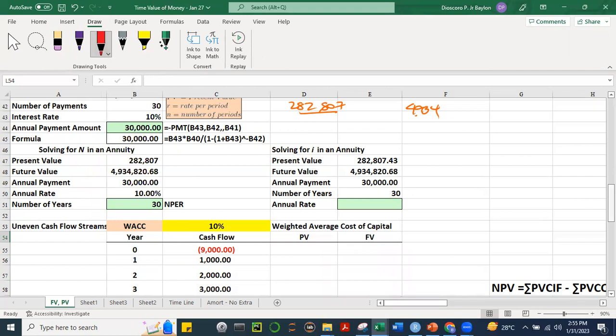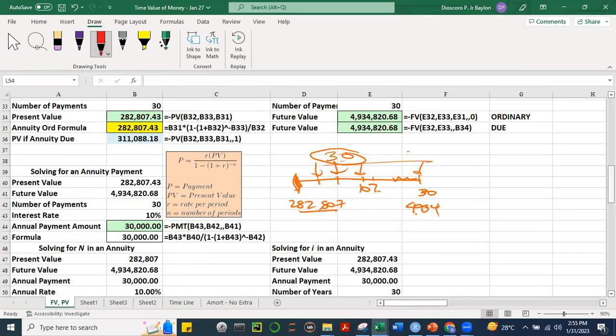All right, let's quickly review what we did before. So we have this timeline, from year 0 up to year 30. And we said that you have an annuity for 30 years. How much is your annuity? 30,000. So 30K for 30 years.